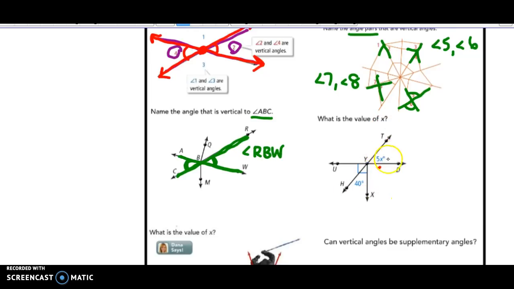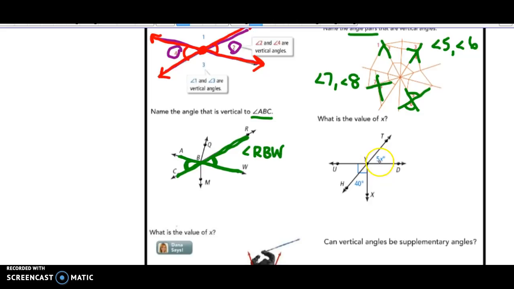I've got this angle, that's 5x degrees. I've got this angle, that's 40 degrees. And this is part of a complementary pair because this angle is a right angle. So I'm going to use what I know to help me figure out what I don't know. So if I need to find the value of x, I need to look for an angle that I know the measure of that can help me.